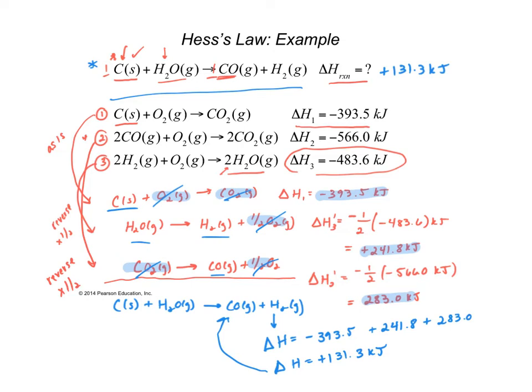Okay, all right. So if you're systematic about this, and you start at 1, and then you move to 2, and then you move to 3, by about 3 in, things will cancel, and you will end up with your overall reaction, which is what you're trying to determine.